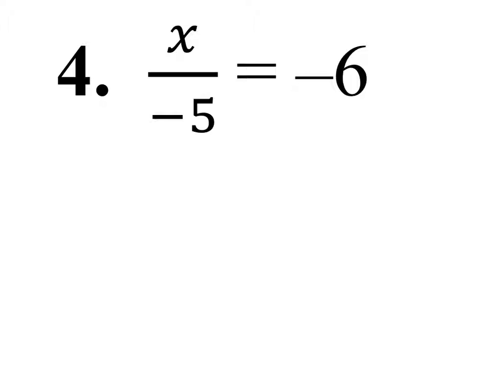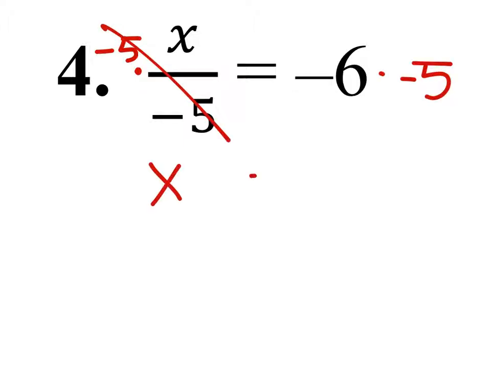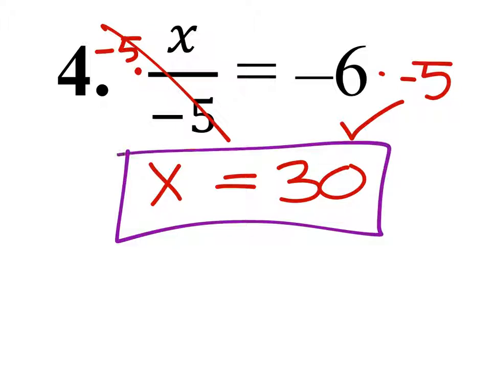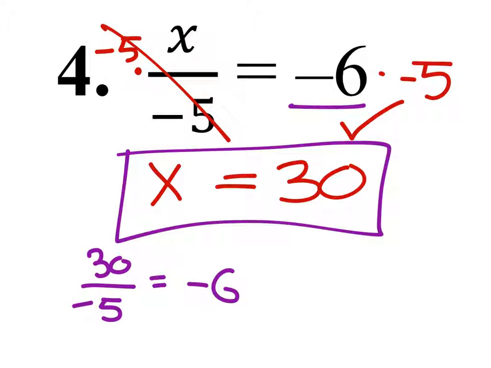Number 4, we want to get just x, not x over negative 5. So to get rid of that negative 5, I'll multiply both sides by negative 5, which cancels out these negative 5s. And I've got x equals negative 6 times negative 5, which is positive 30. Now on all these, you should check, so I go back and say x is 30, so 30 divided by negative 5 needs to equal this negative 6, and it does. So it checks out.